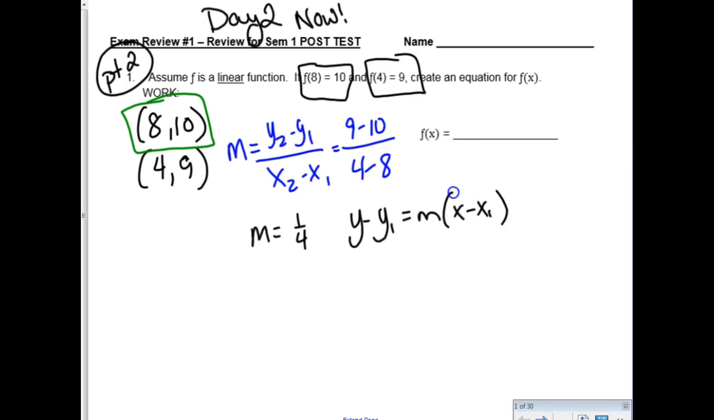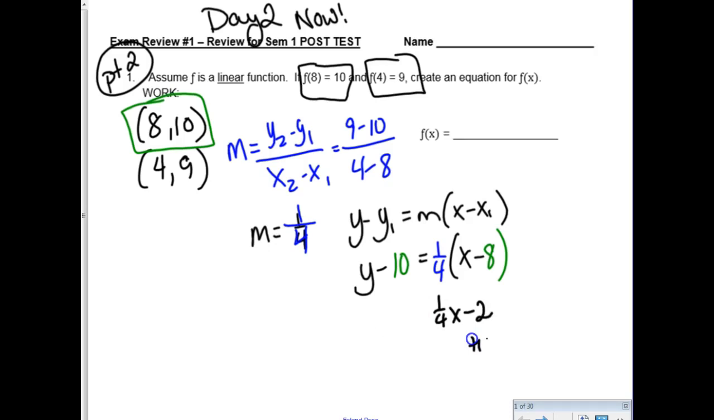Again, this is a formula you have to know. So y minus the y coordinate, which is 10, equals the slope you just found, which was this 1/4 right here. And then x minus the x coordinate, which is 8. It doesn't actually say how to write your function. So technically you could just add 10 over here and be done with it. But I'm going to go one step further and distribute the 1/4. So this is 1/4 x minus 2. And then if you add the 10 over here, you end up with y equals 1/4 x plus 8.